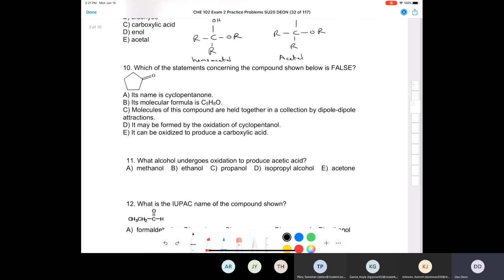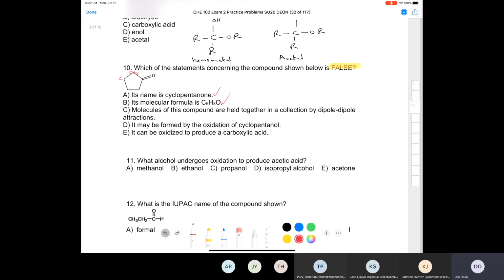Let's take a look at this interesting ketone here. It's a cyclic ketone. It says, which of the statements below is false? I don't know why I'm so hung up on false questions or false statements. It says here the name is cyclopentanone. That's definitely true. It's a cyclic ketone that has 5 carbons in the ring, so cyclopentanone. Yes, that's correct. The molecular formula is C5H8O. That seems reasonable, because all of these are methylene, CH2, CH2, CH2, and then I have a carbon here, so that's 5 carbons, a total of 2 times 4 hydrogens and 1 oxygen.